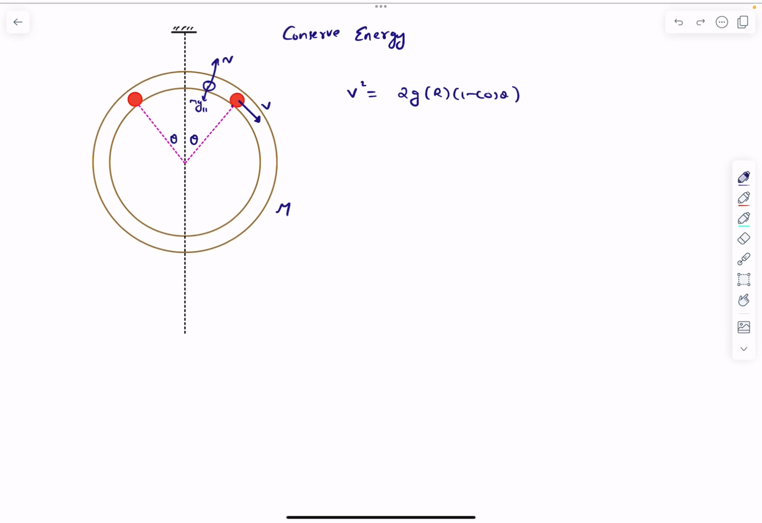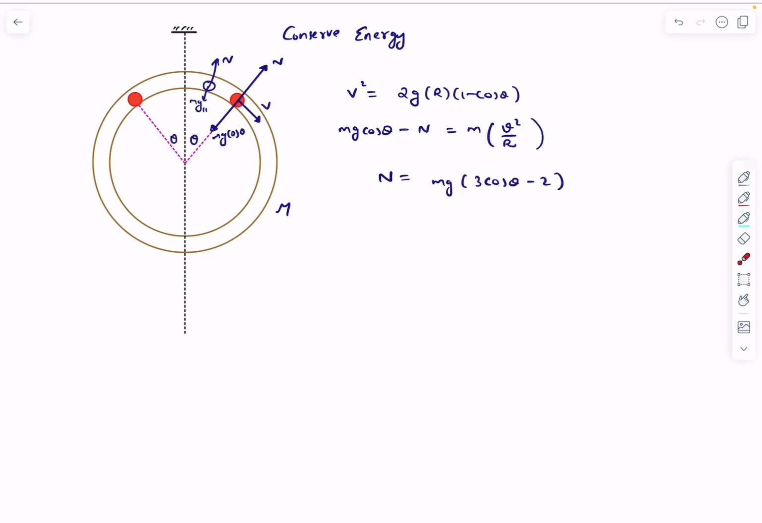At this particular time, let's say the normal reaction is radially outward, and the component of mg in the radial direction is mg cos theta, right? So we can say the inward force, that is mg cos theta minus the normal reaction, equals mass times the acceleration, and the acceleration will be centripetal, v squared by R. Now let's substitute the value of v squared in here. So we get the normal reaction as mg times (3 cos theta minus 2).